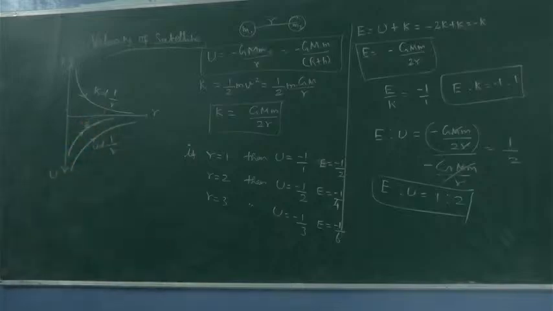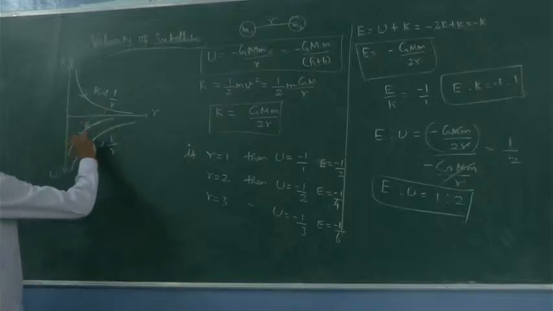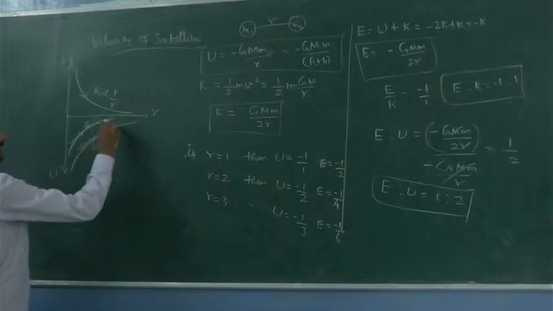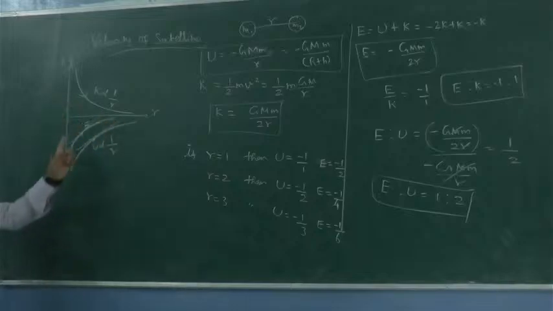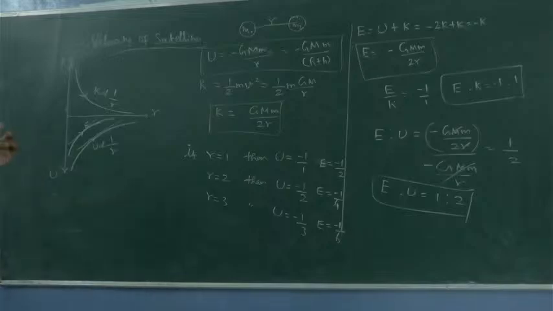How do you say that? You have to draw one tangent. If you draw a tangent, this tangent will be very steep and this one will be less steep. Whichever is more steeper, that variation will be larger. Okay? So between E and U, which comes first? E graph. Then only the U graph will come. Understood? So we have discussed up to variation of energy with respect to distance. The remaining things, that means problems, will be discussed in tomorrow's class.